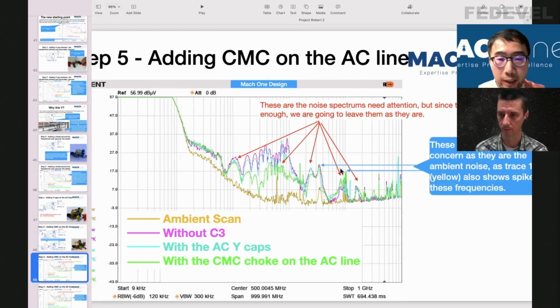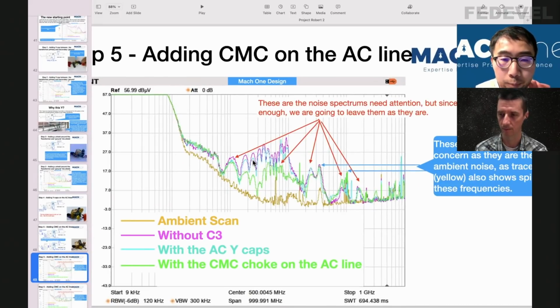So this is the result. Again, the blue trace is where we have the, well, basically the green trace is the new result. So you can see now the values are below 17 dB microvolts in some cases. If this is the 17 dB microvolts line, the green trace stays quite close to it. So again, I think another 10 dB reduction.